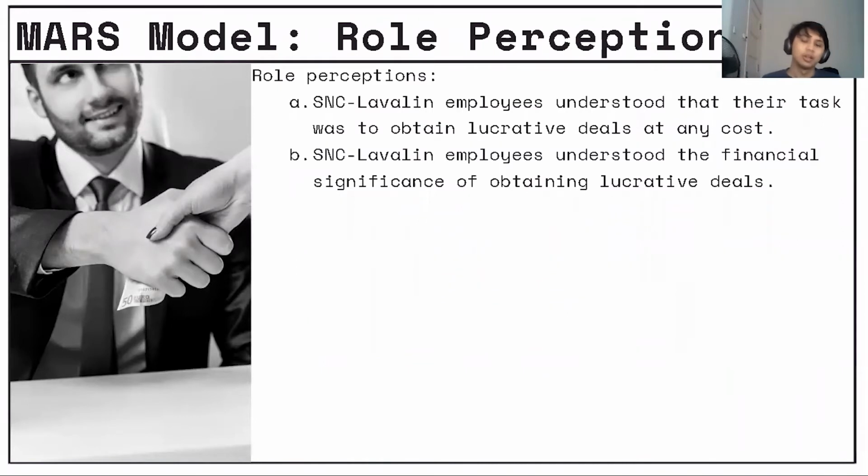Thirdly is the role perception. In this case, SNC Lavalin employees understood that their task was to obtain lucrative deals at any cost. And secondly, SNC Lavalin employees also understood the financial significance of obtaining these lucrative deals. So in a sense, they're very clear on what their role is and the importance of their role.